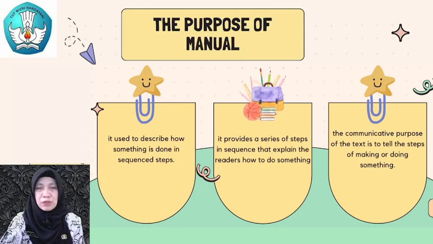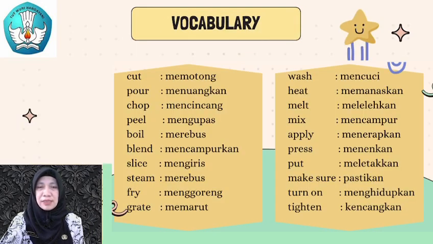The purpose of manual procedure text. First, it is to describe how something is done in sequence steps. Second, it provides step-by-step sequences that explain to the reader how to do something. And third, the communicative purpose of the text is to tell the steps of making or doing something.